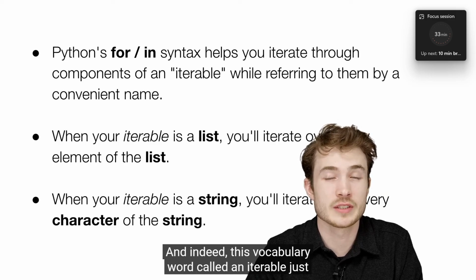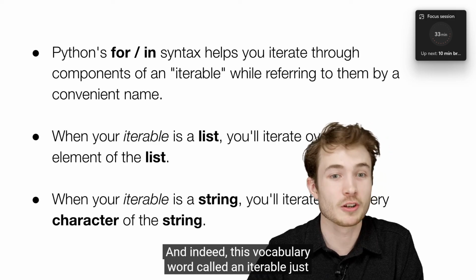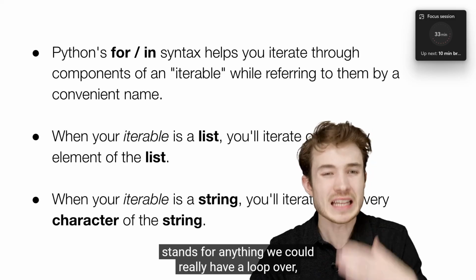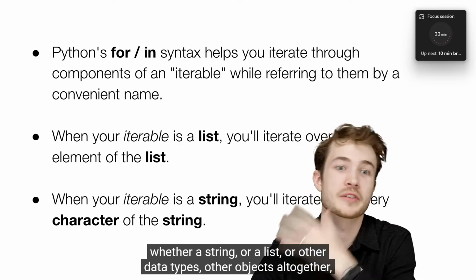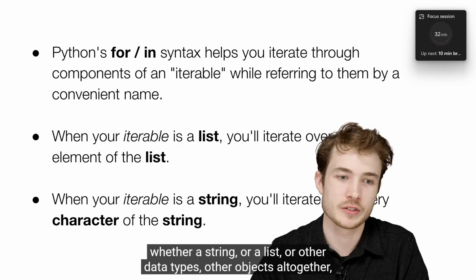And indeed, this vocabulary word called an iterable just stands for anything we could really have a loop over, whether a string or a list or other data types, other objects altogether too.